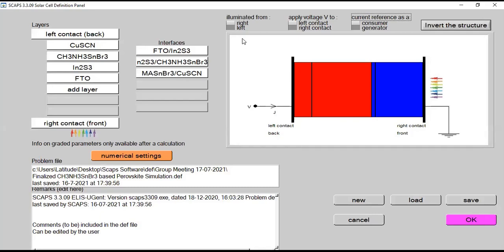Okay, the first question was about the illumination form. Either it should be left or right. I need to first of all answer about this. So illumination form can be from left to right or right to left. It purely depends upon the choice of structure that you are going to simulate in SCAPS.